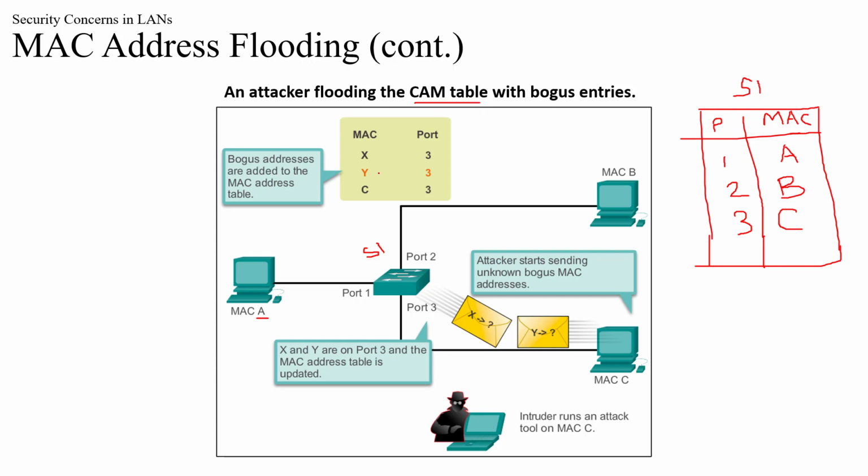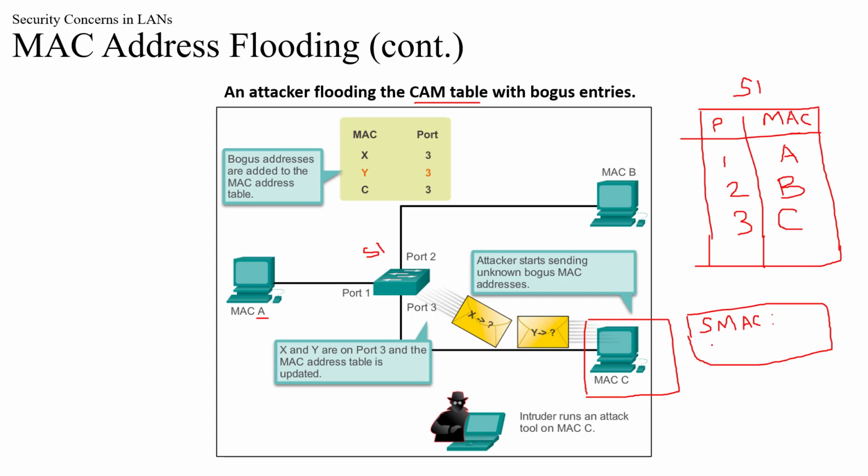How? You can see. So this is switch 1, MAC address A, MAC address B, MAC address C. Now this person is the attacker. Now the attacker is creating a frame. In the frame, we have to give the source MAC address. Every machine should provide a source MAC address.